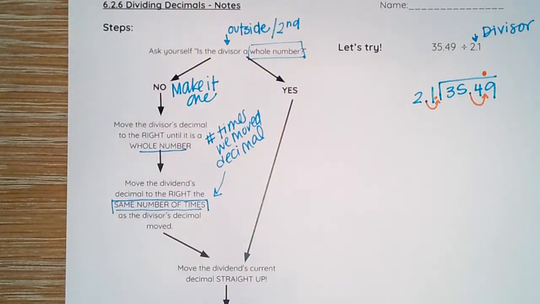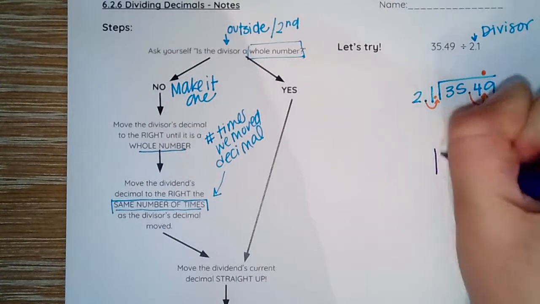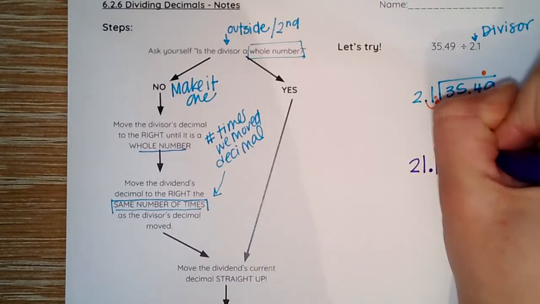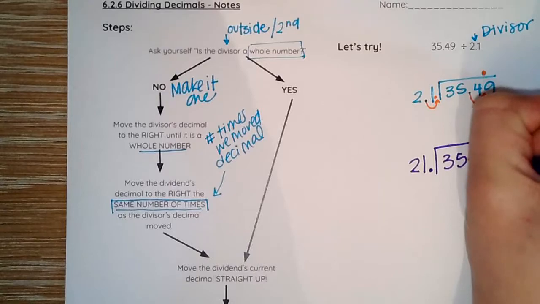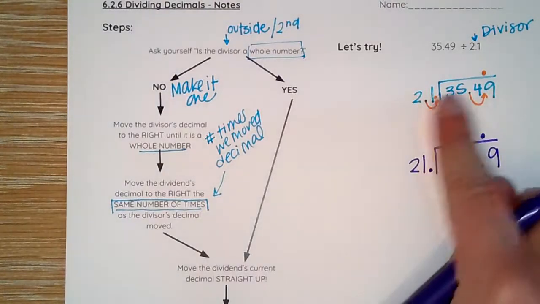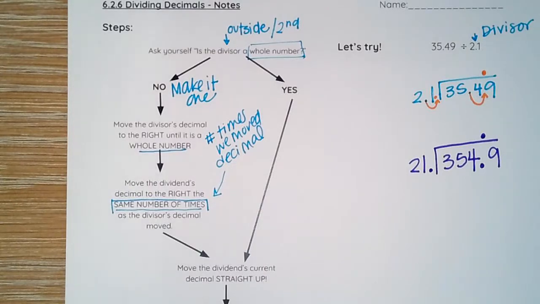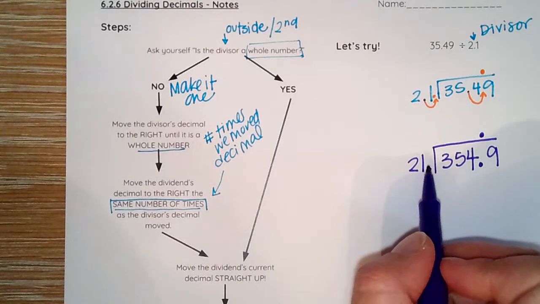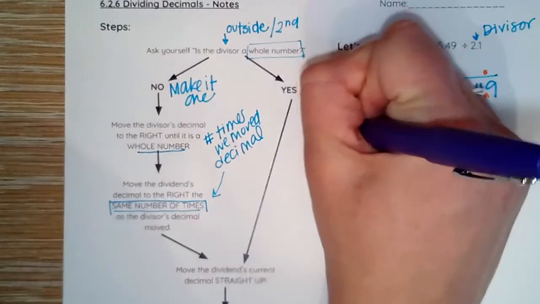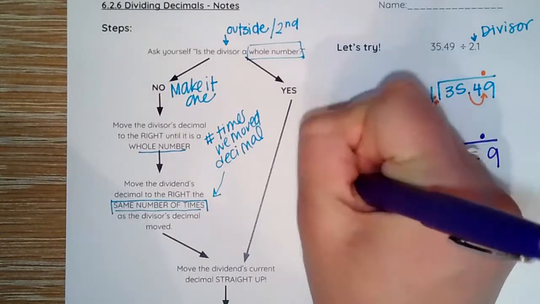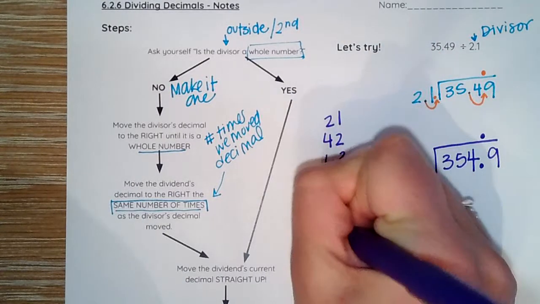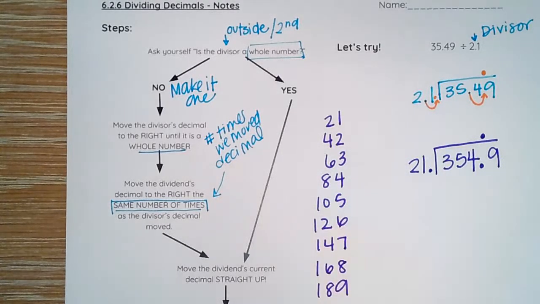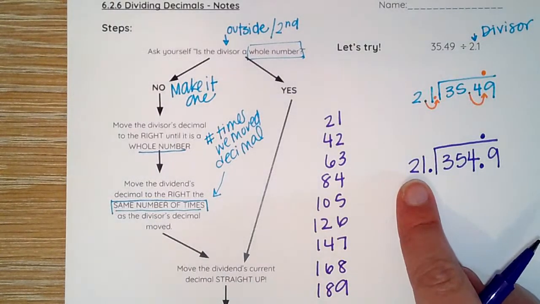I like to now rewrite my problem with my new updated numbers, 21 and then 354.9. It just cleans it up so I don't have to worry about those arrows getting me confused. All right, so I go ahead and say 21. I can make my list of multiples if I would like: 42, 63, 84, 105, 126, 147, 168, 189. Okay, so 21, now I just divide like normal.